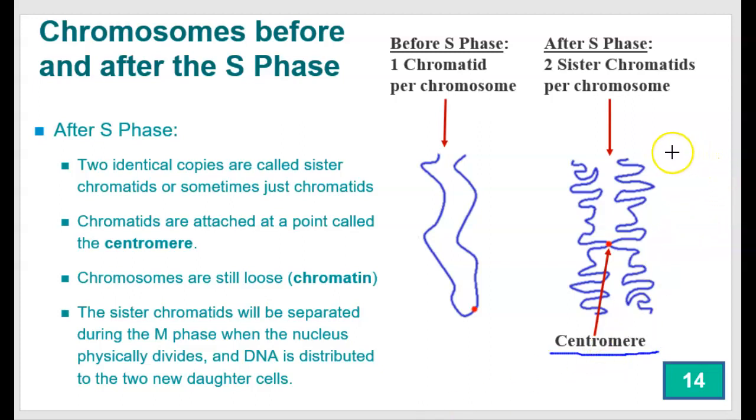And at this point, we still call this one chromosome, which is very annoying to students because it looks like two. But each of the strands, I guess DNA helices that have been formed, are called sister chromatids. So before the S phase, the chromosome is a single double helix. After the S phase, there's two double helices joined by the centromere, and each double helix is called a sister chromatid.